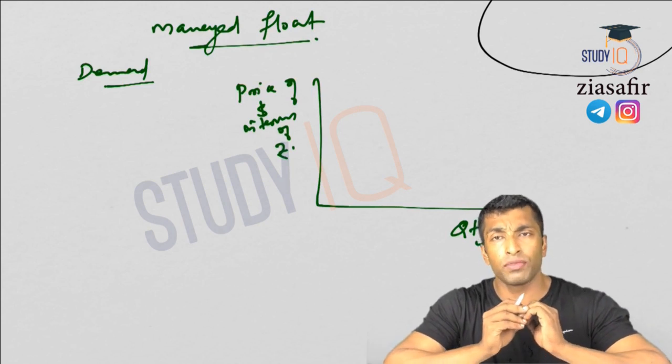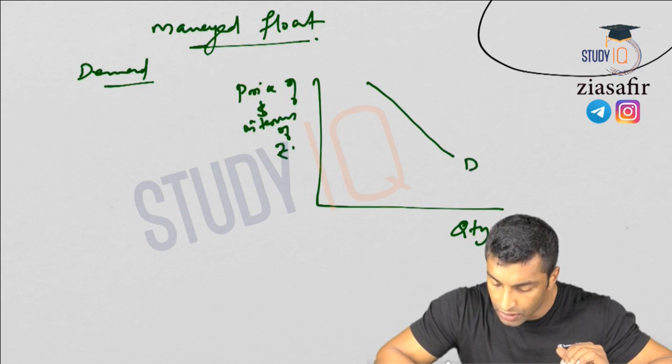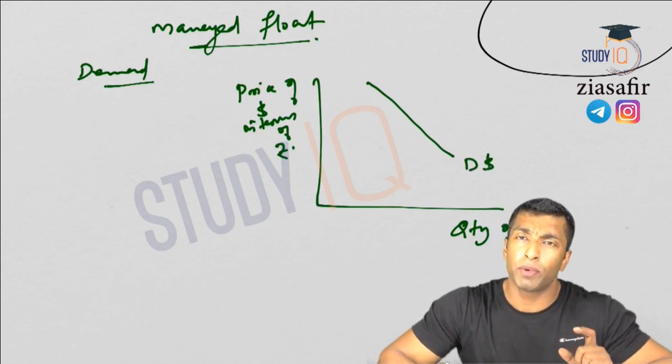And now, how will the demand curve look? It is a downward sloping curve. So this is your demand curve, and this is the demand for dollar. And then, who provides the supply?